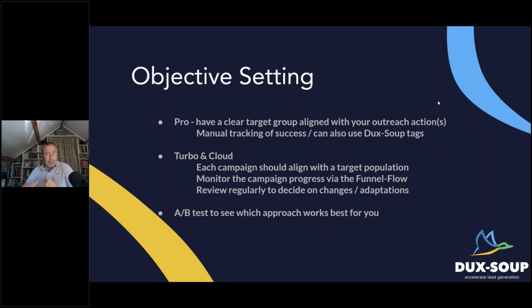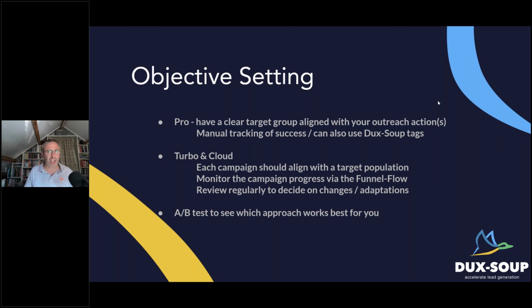Something that we were going to talk about as well during the course of this webinar is objective setting. Whenever you're carrying out any actions on LinkedIn, whenever you're thinking about campaigns, whenever you're thinking about growing your network, you've got to have objectives. It needs to be clear. You need to have an ordered way of working, whether you're using Pro or Turbo or Cloud. You've got to have those things in place. There's no point in doing the old scattergun approach, as it were.